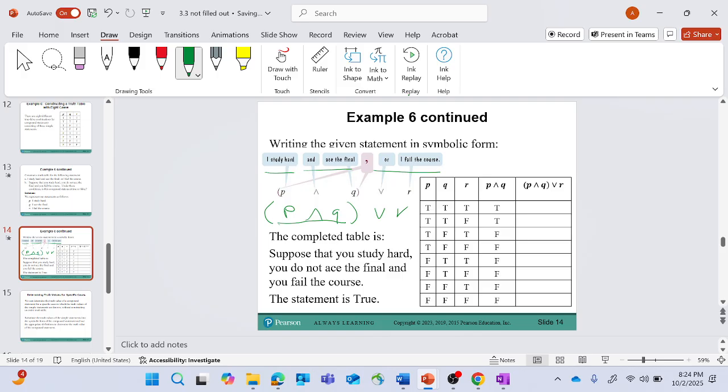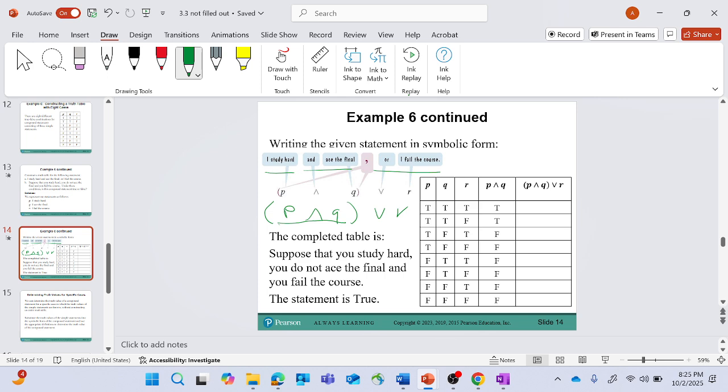So that's why the first row is true, because P and Q are both true. The second row is also true because P and Q are both true. I don't care about R. There's no R in this column. In this third column, there's no R, so I don't care what R is. I don't care if it's true, false, or nonsense, it doesn't matter. All I care about is P and Q. That's why this third row is also true.